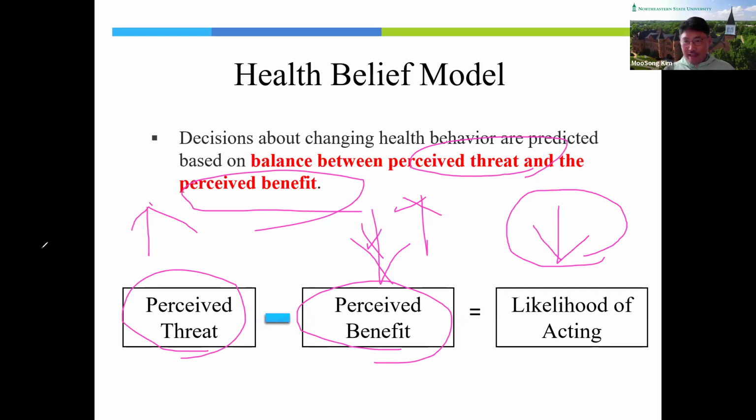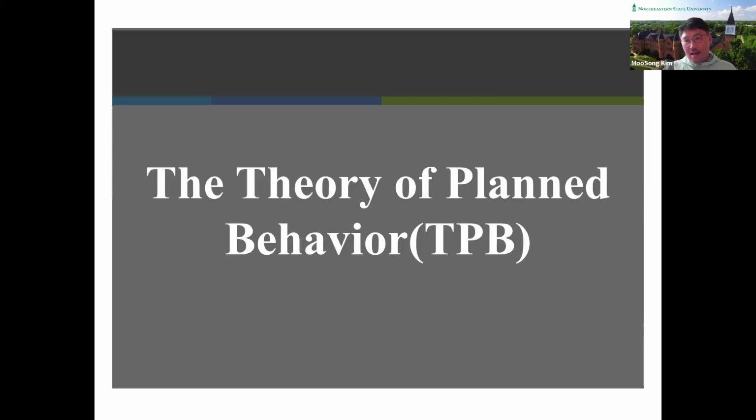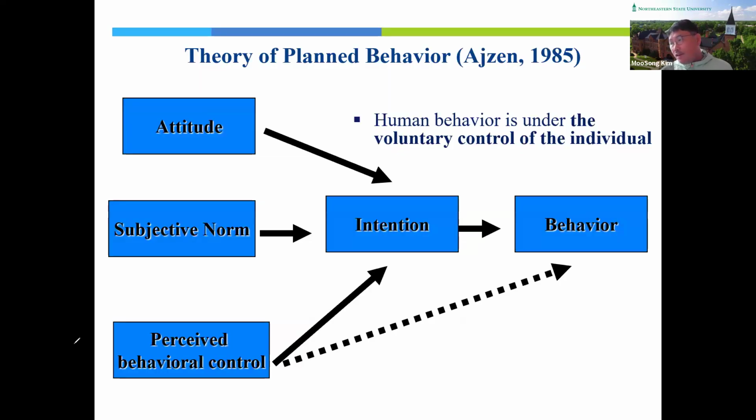Okay, so let's move on to the next health behavior theory, the theory of planned behavior. The important premise of this theory is that human behavior is under the voluntary control of individuals. It is unlike the health belief model. In the health belief model, human behaviors are predicted by perceived threat. People do some health behavior because of perceived threat.